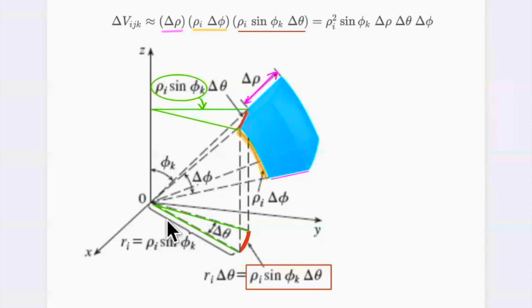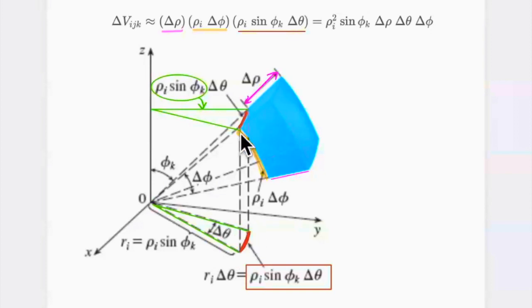And looking at this green radius over here, that's the same as rho i times sine of phi k. Sine of phi k is right here, and this is rho. So this is the opposite side of this angle. So it will be this rho i times sine of this angle. So that gives you the green one. And then using that to multiply with delta theta, that will give you this arc length over here.